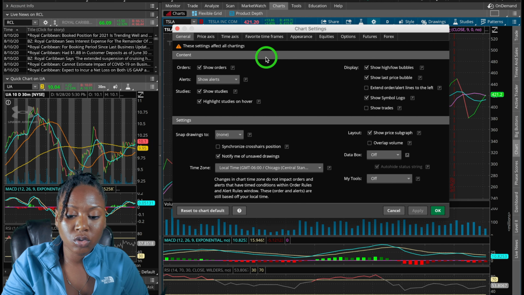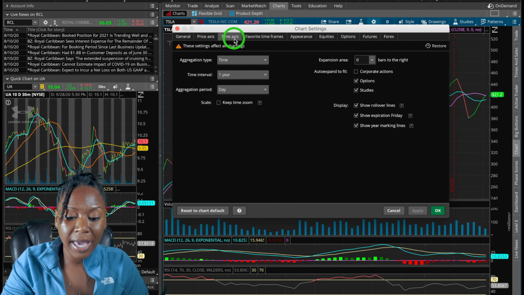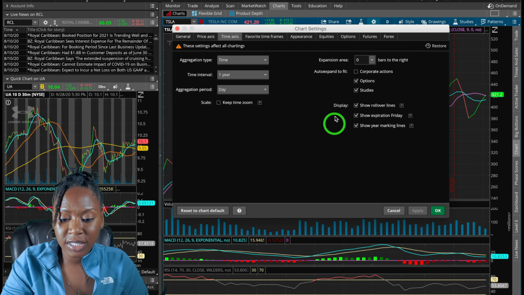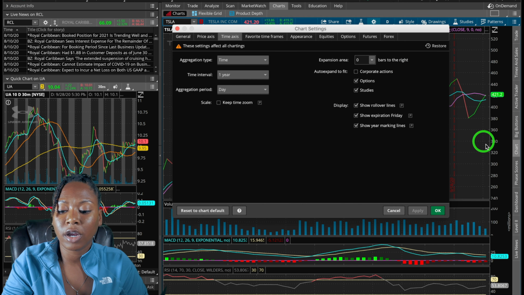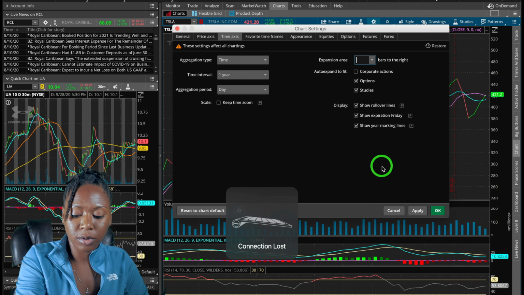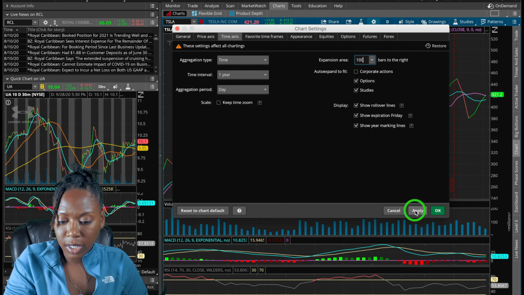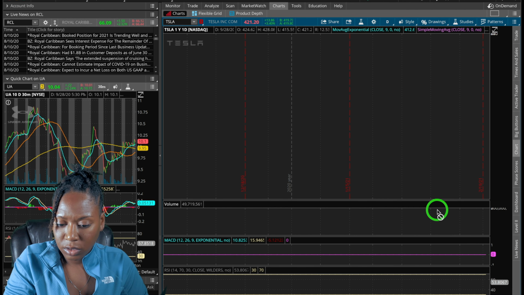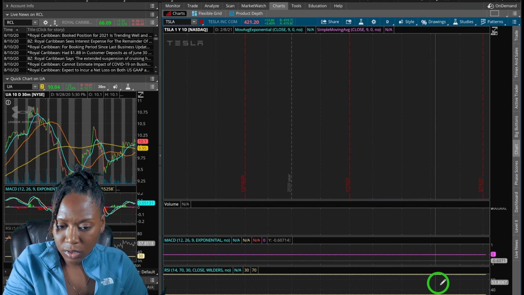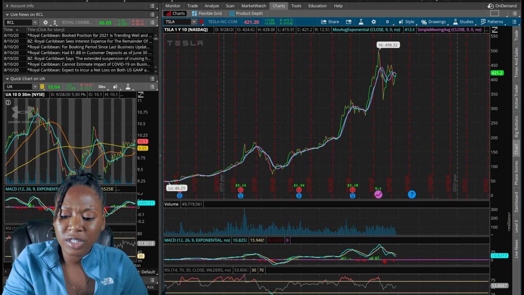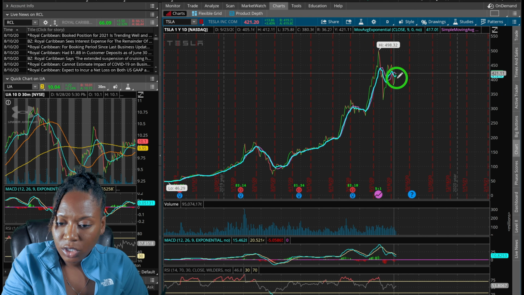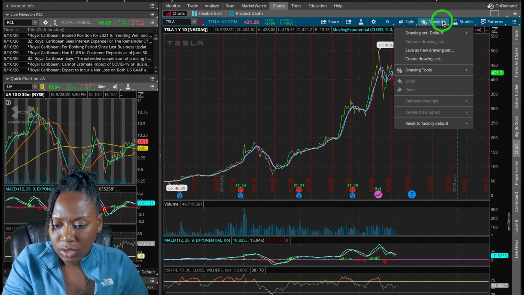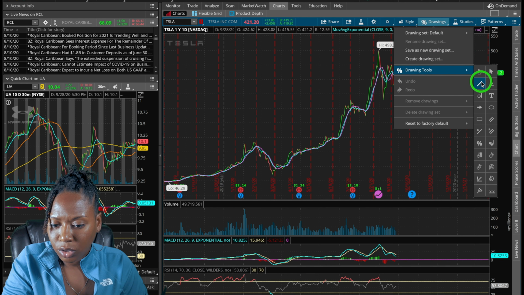You want to go to time axis, and then right here where it says expansion area, so many bars to the right, that's to the right of the chart as is. We can put a number like 100 and apply. I made it too big. Okay, so you see how it gives you some space, and you can add a little tool to it if you wanted to add a support or resistance line.